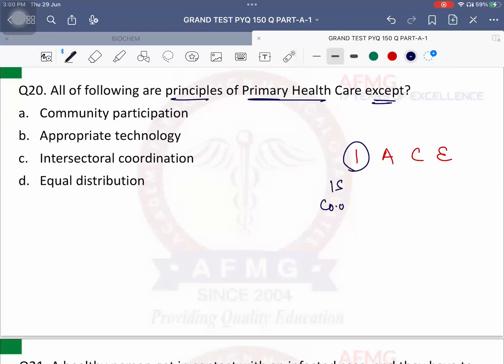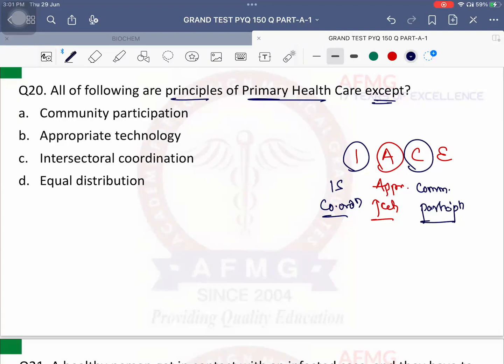So what do we remember with I? Intersectoral coordination. That means, for example, if you want to run your primary healthcare properly, definitely there should be coordination between health ministry, financial ministry, planning commission, everything. So that is intersectoral coordination. Next, A stands for appropriate technology. That means if you want to manage a case of diarrhea, you should use ORS for the patient. That is an example of appropriate technology. Next, C goes for community participation. That is usually the ASHA worker, for example. She is a resident of a village, but we have made her a part of the healthcare system. That is the best example of community participation.